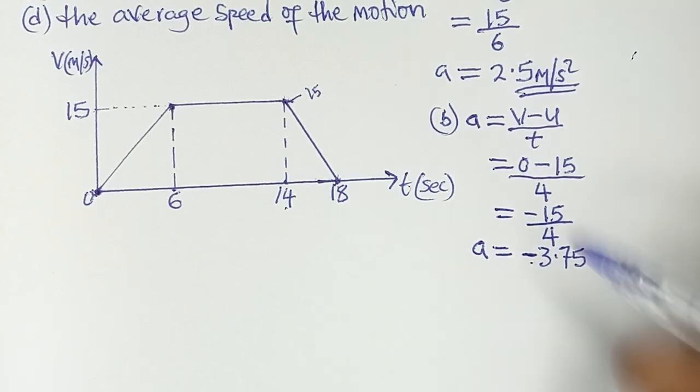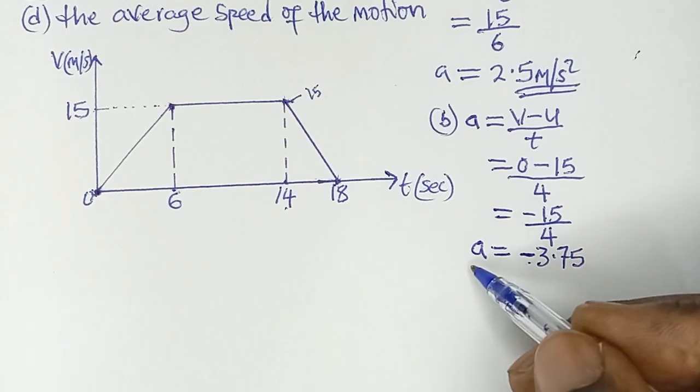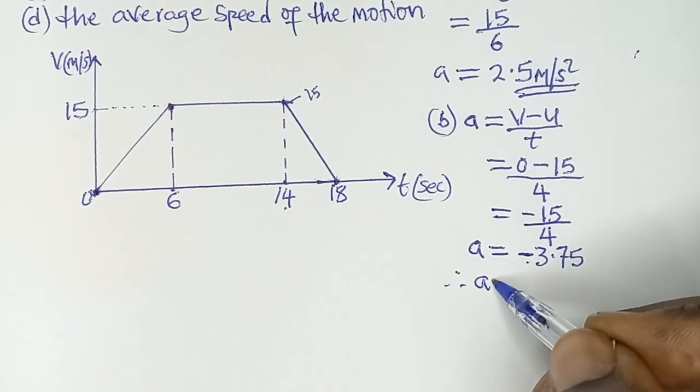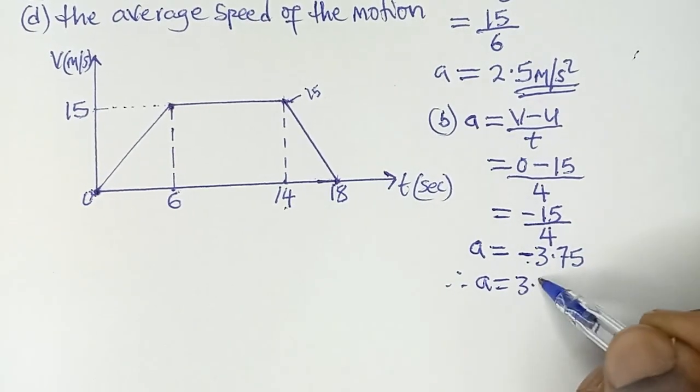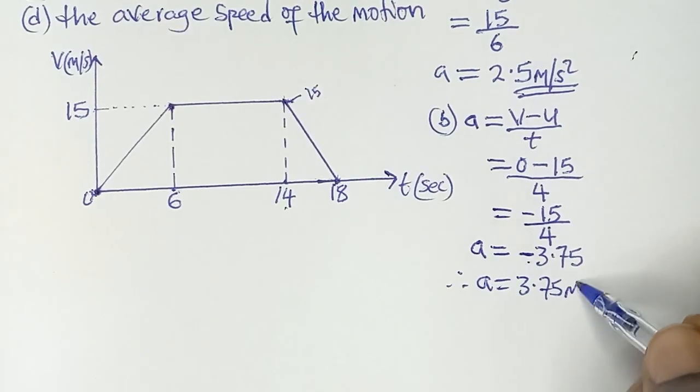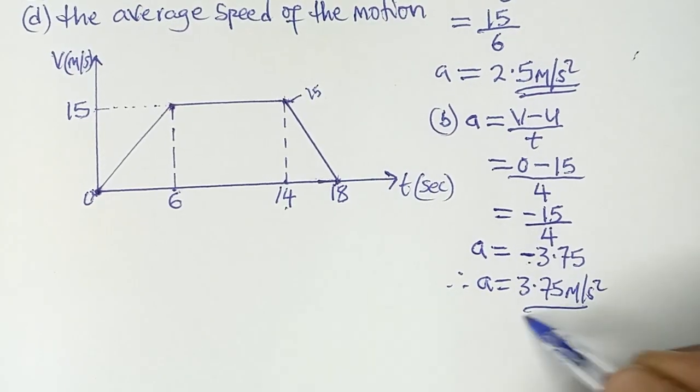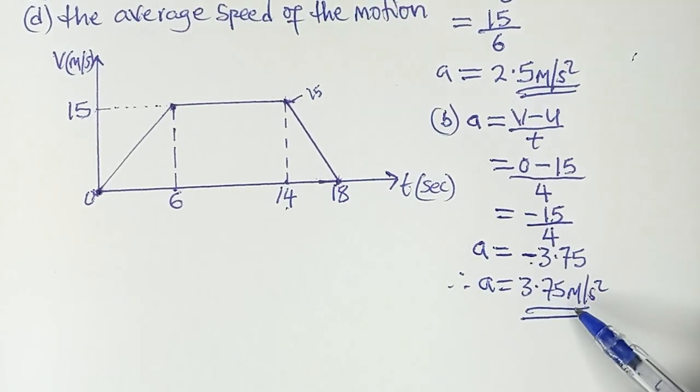But to conclude, you can finally say therefore A is equal to 3.75 meter per second square. In conclusion, you can remove the negative sign when you are concluding. So this is the retardation.